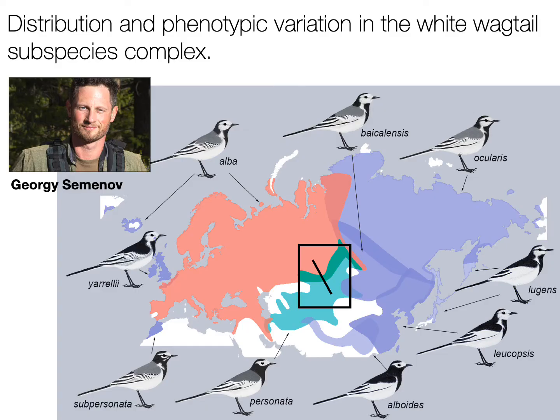So the white wagtail system is quite different than the warblers here. This is a system of subspecies, widespread across Eurasia, that have multiple contact zones. The contact zone that I'll be talking about is between the alba subspecies, the distribution of which is indicated in red here, and the personata subspecies, the distribution of which is indicated in green. And during his PhD, Georgi sampled a 3,000 kilometer transect across this contact zone to try and understand what was going on and characterize the hybrid zone.